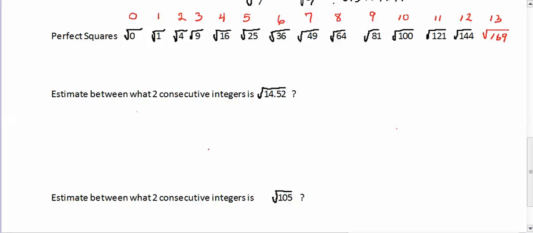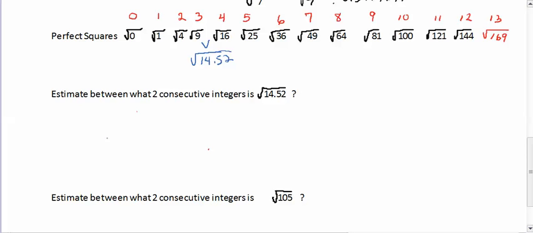Okay. So now, the last part of your homework tonight is going to be estimate between what two consecutive integers the square root of 14.25 is. Okay, and this is where this chart's going to come in handy. Alright, I'm going to find where would the square root of 14.25 land. It would probably land somewhere between the 9 and the 16. So it's right here, 14.25. I don't have a calculator. It doesn't want me to use a calculator. It wants me to estimate, give a guess.